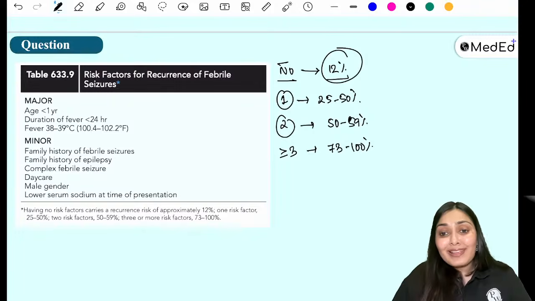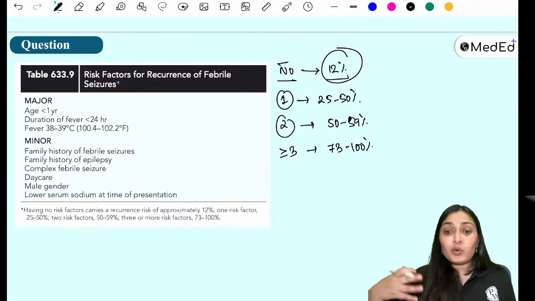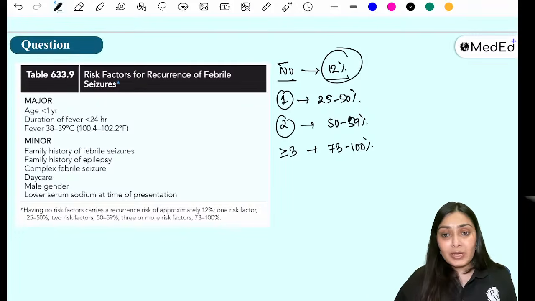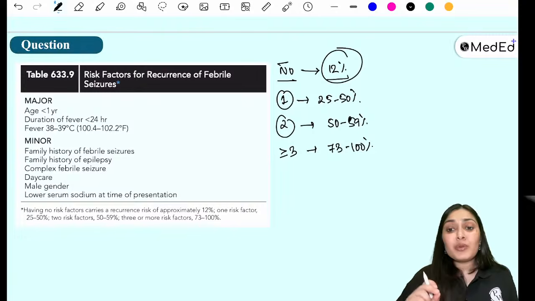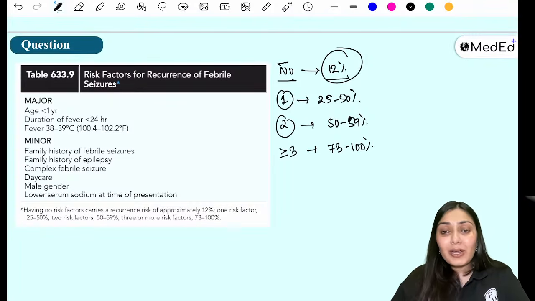Major include less than 1 year of age and duration of fever less than 24 hours. That means if I had fever today and today itself the child had a seizure, that means the fever was not even for 2 days, 1 day fever and seizure, that is a major risk factor. And temperature between 38 to 39, that is 100.4 to 102.2, is a major risk factor.